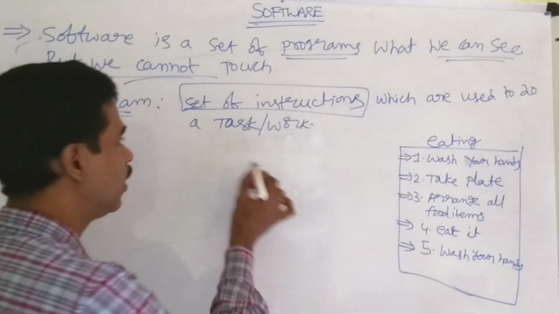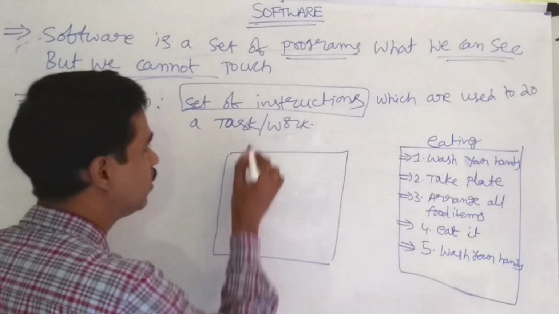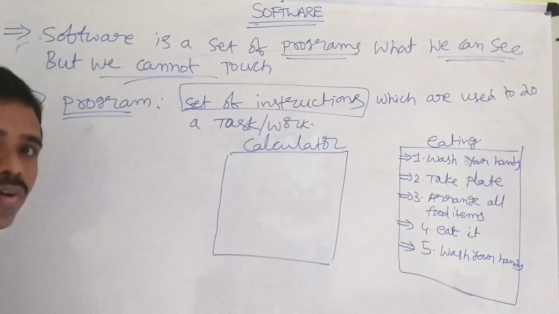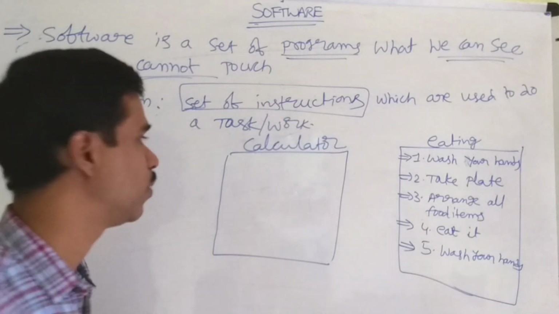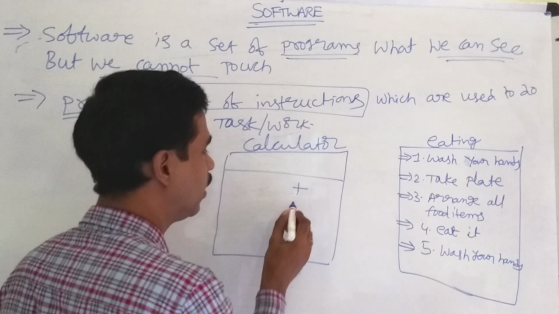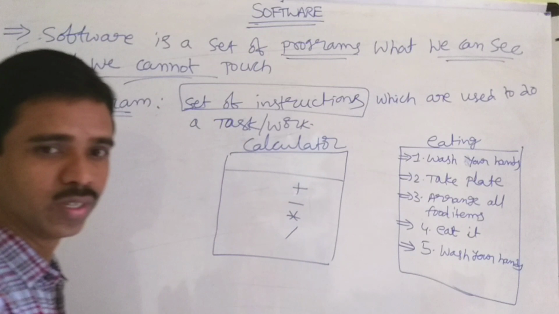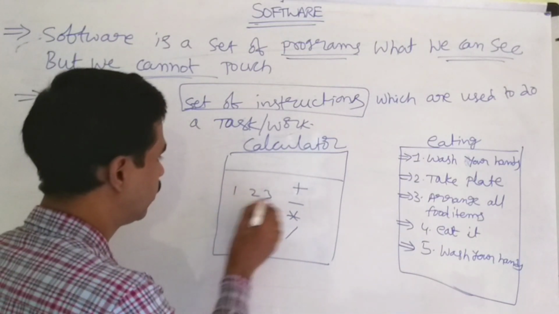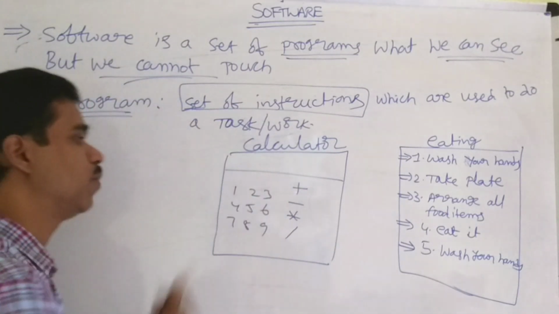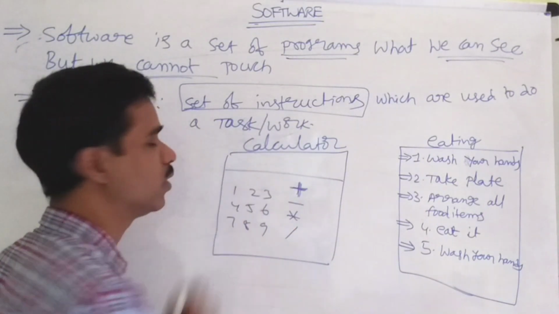Okay, for example, let me compare this with the calculator. If you imagine, the calculator is software. What will you do with the calculator? Generally, I am comparing with a basic calculator. You are able to do some basic operations like addition, subtraction, multiplication, division, etc. Here you have the numeric pad, which has some numbers. Whenever you supply some numbers and press the plus symbol, you get the addition result on the screen.